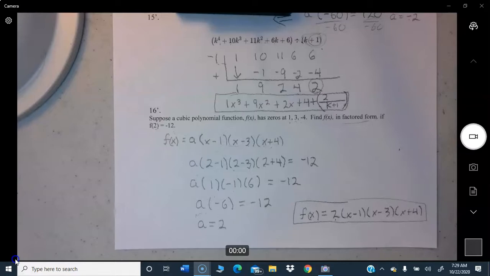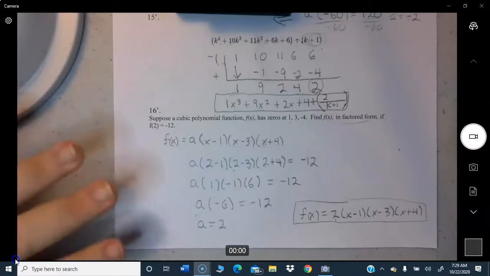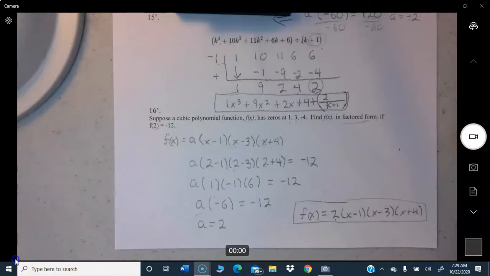Come to me at tutoring. I'll help you. I will not help you directly on test questions, but all of these questions are exactly like the test questions. But I will help you on these questions, okay, if you don't understand how to do them. So good luck on the test, and we'll see some of you in class today and some of you tomorrow.